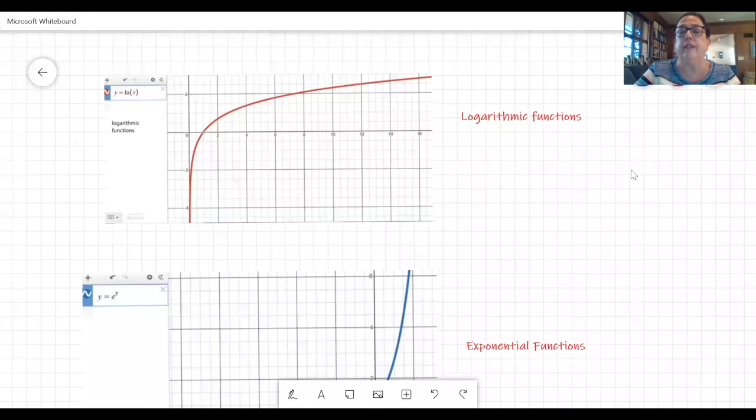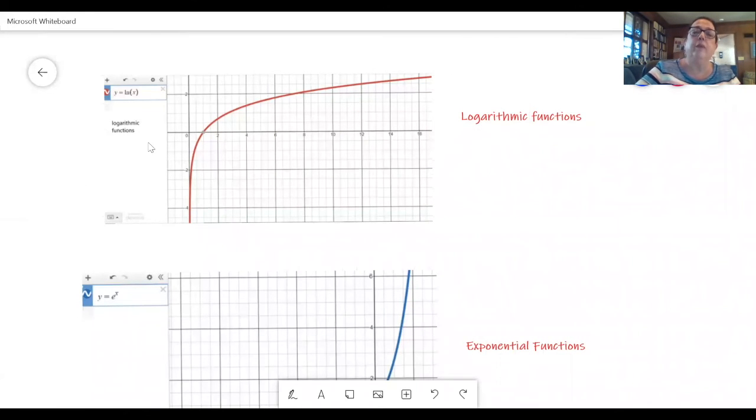Okay, the next function here is the logarithmic function. This one is y equals the natural log of x. What characterizes this function is it is so very slow. Between 0 and 1, it increases very quickly. But after that, it gets slower and slower and slower. And way out here, it looks almost horizontal. It's always increasing, but it's the slowest increase you can imagine.